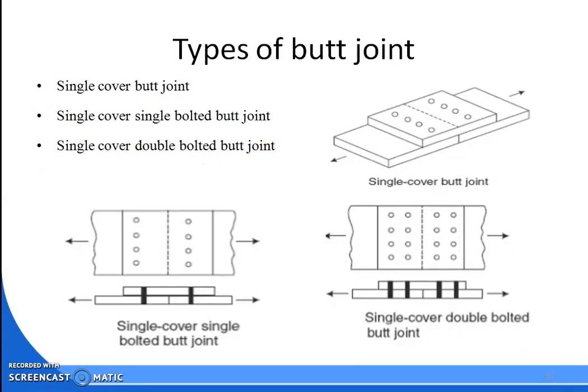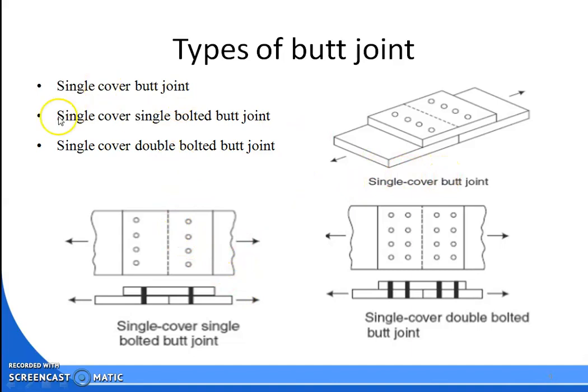So here first of all is your single cover butt joint. In the case of single cover butt joint, you can see here it is a main plate, and in the lower level it is also another plate. Here single bolting is there. That means one column with various bolts, and this is known as your single cover butt joint.